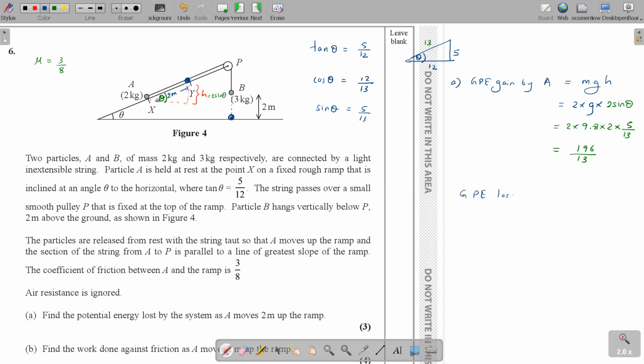And then GPE lost by particle B. Is this correct, children? Please confirm.